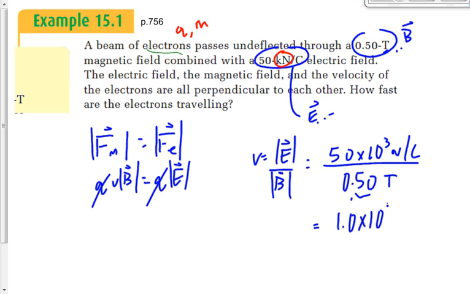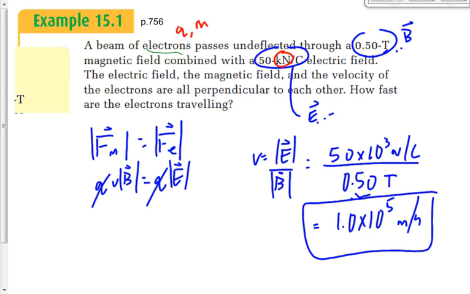So I think it becomes 1 times 10 to the 5 meters per second, which is, we know, a pretty typical speed for a charged particle, right? 10 to the 5, 10 to the 6 meters per second. Probably right here, because we got a speed that's in that normal range. Good.